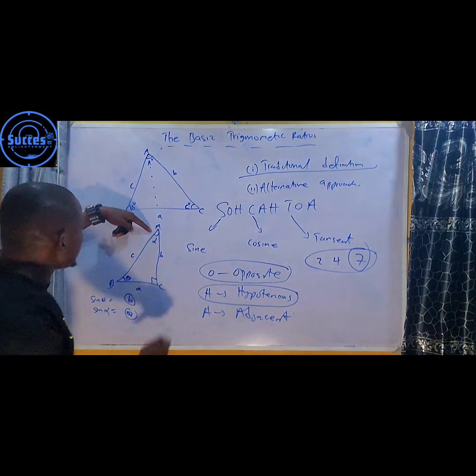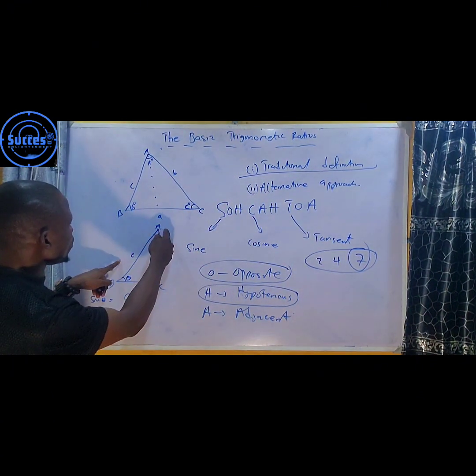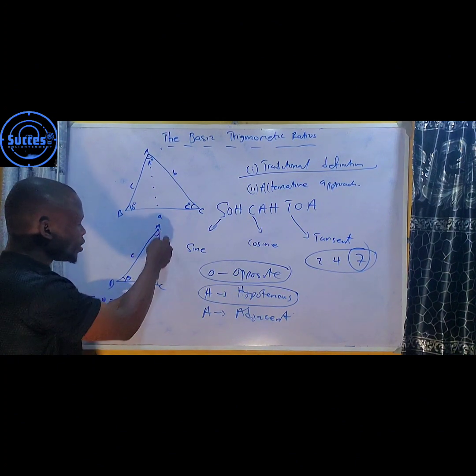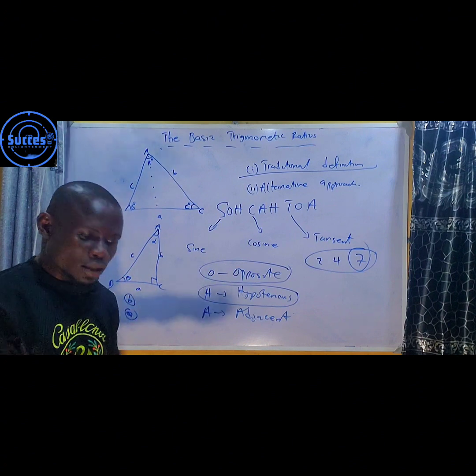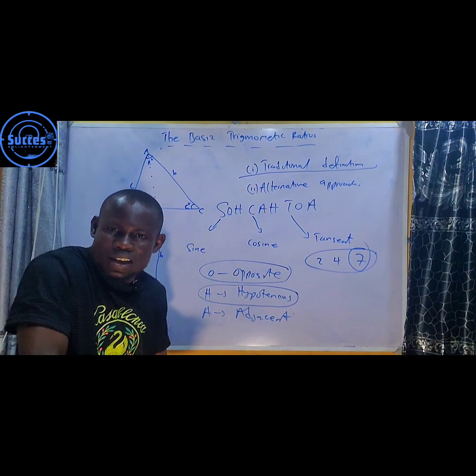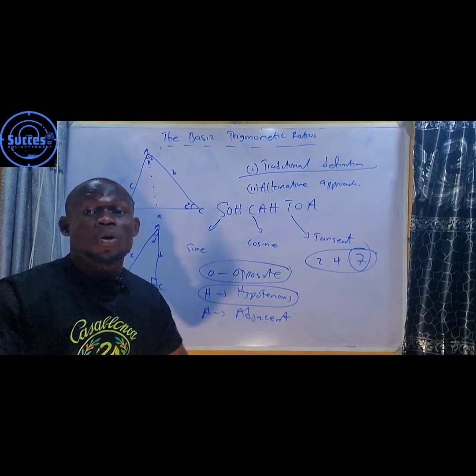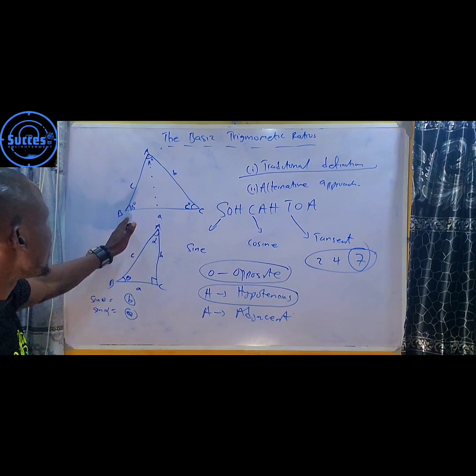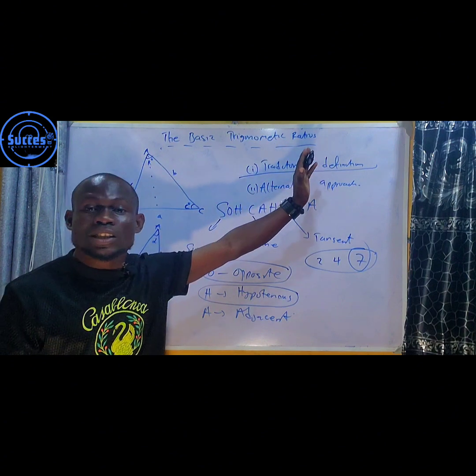Alright. If you look at this, this is your hypotenuse. This is your opposite. So now what connects this hypotenuse to your opposite is your adjacent. Is the base. Is your sitting ground. Do you get it? That is your adjacent.